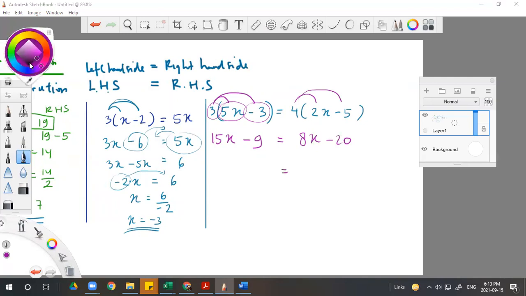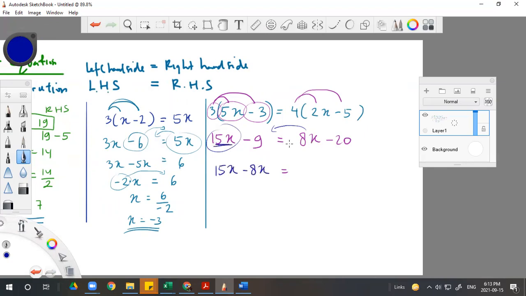Again, the 8x to the left side becomes minus, and the 15x stays. 15x minus 8x, and then done. Just underline the number or the variables or the term that you already put. And negative 20 is on the right side. Okay, keep it on the right side. You move the 9 on to the right side. So plus 9. And then continue.